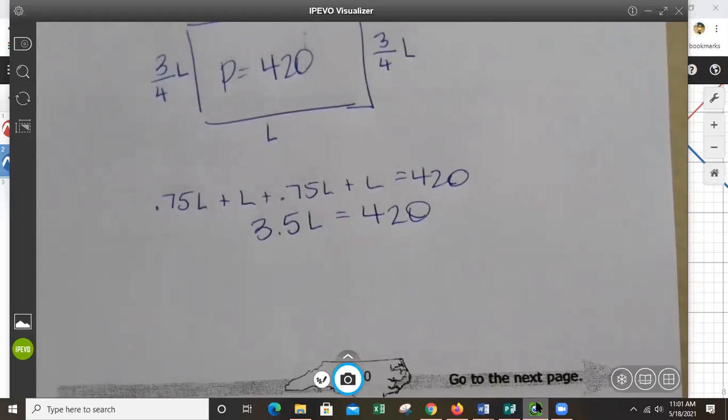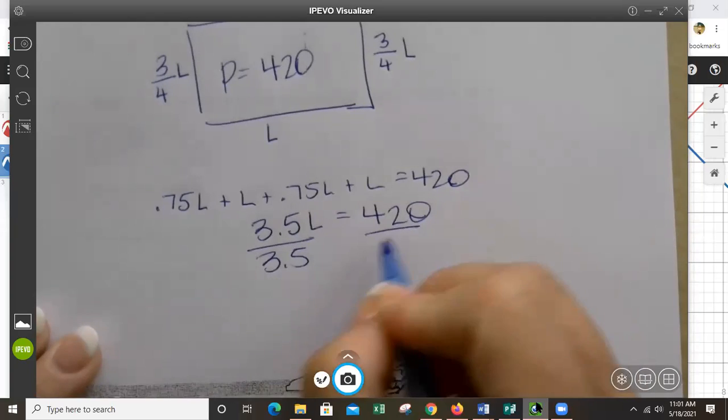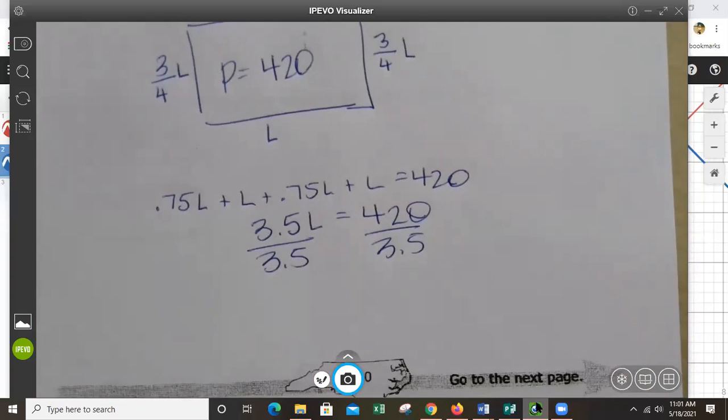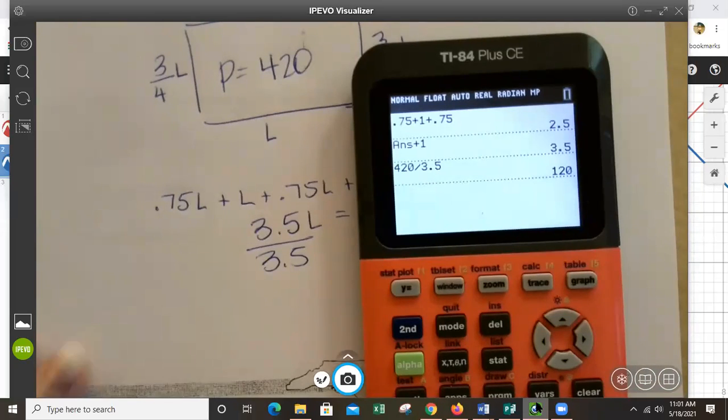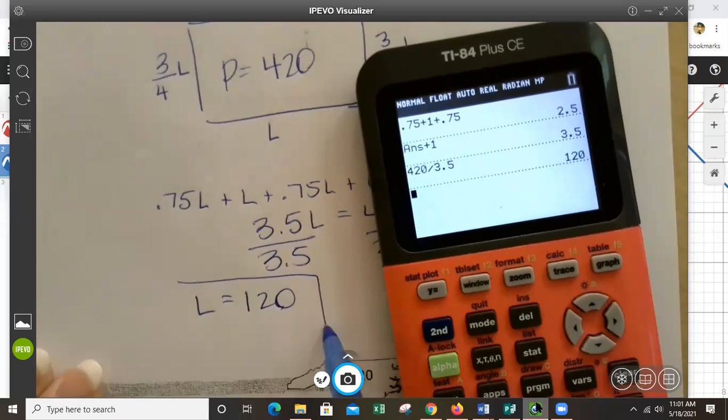How would I solve for L, or if it was X, how would I solve? Divide by 3.5. What did I get? That's your answer, y'all. That's it.